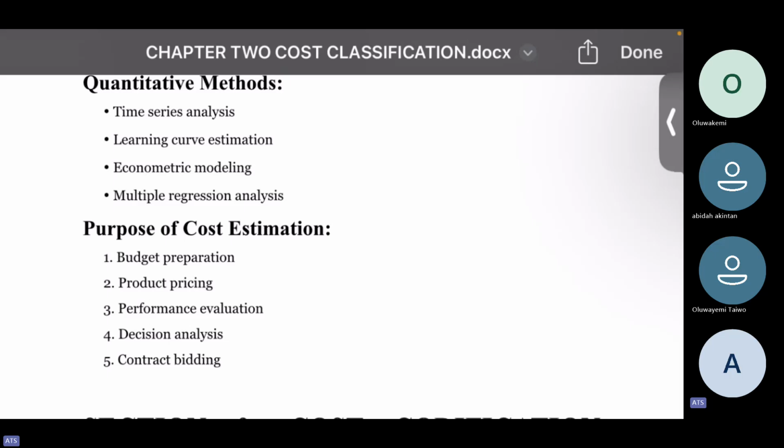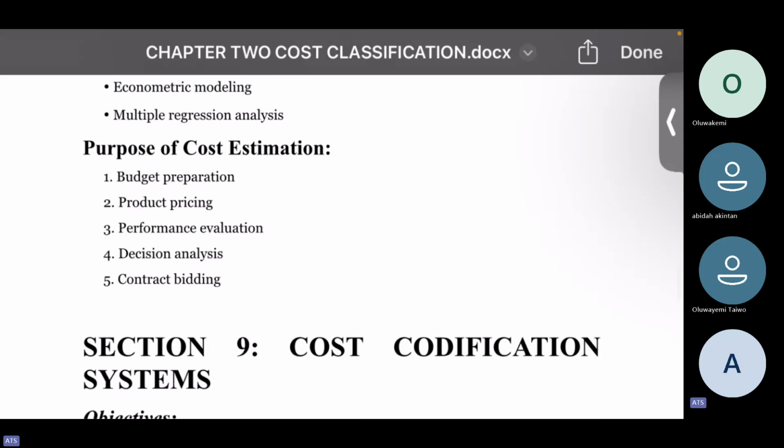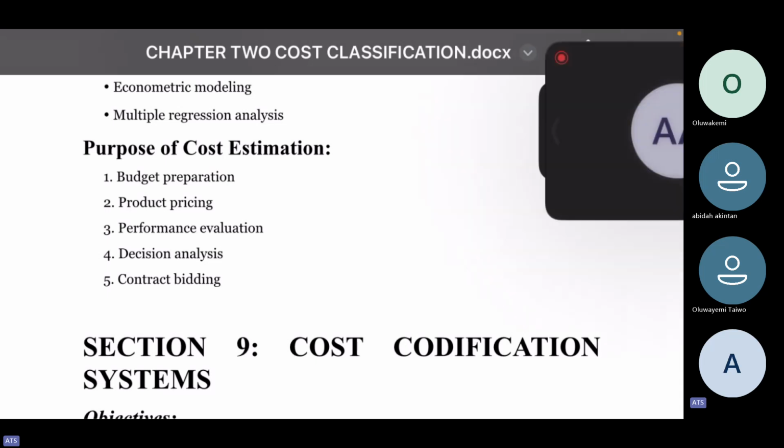And then you also use cost estimation to make decisions and to bid on contracts as well. So if you are receiving a contract, it is after you estimate costs that you'll be able to decide which customer you should be taking the contract from, or whether it's a contract that will be profitable to you. Do you understand that?